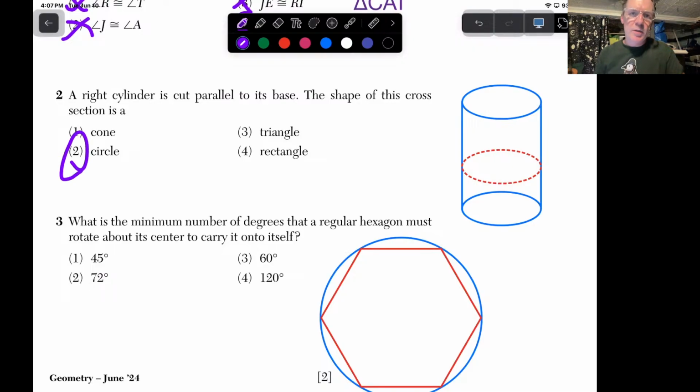A rectangle would be perpendicular base, and it could never be a triangle or a cone. A cone, first of all, is a 3D object, so that doesn't even make sense. All right.